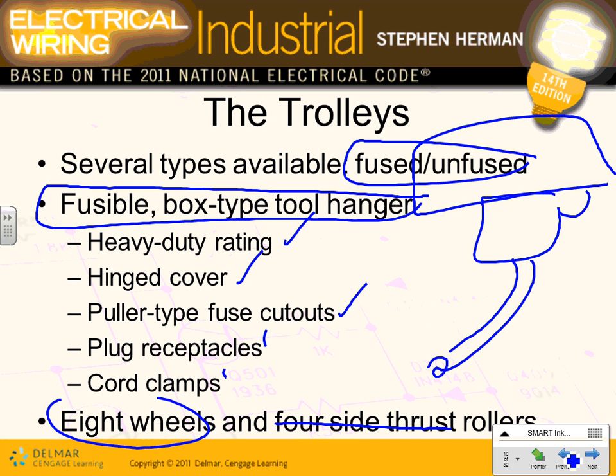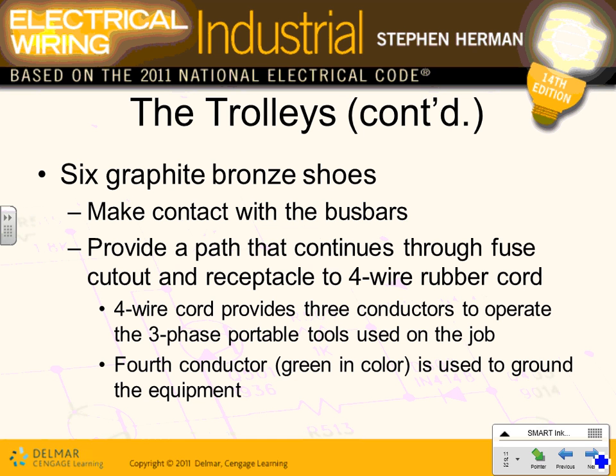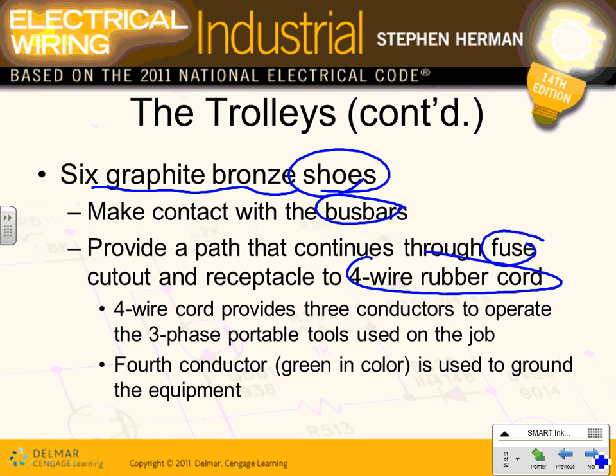We talked about all these, the 8 wheels and the 4 side rollers that guide them through. And this talks about the shoes, guys, the type of shoes that bring the power to it. They make contact with the buses, so you bring the power into the tool through these shoes. They provide a path that continues through the fuses, into the 4-wire rubber cord. 4-wire cords for 3-phase, and you have 4 conductors. Typically, the cords that you're going to have will be 3-phase 4-wire. Why 3-phase 4-wire, Jeff? You're going to have 3 phase conductors and an equipment grounding conductor.